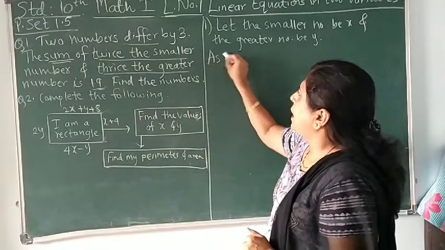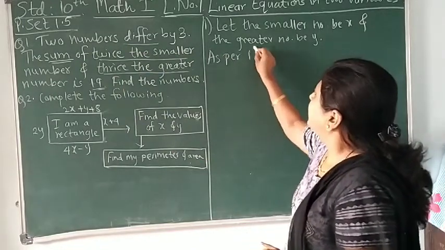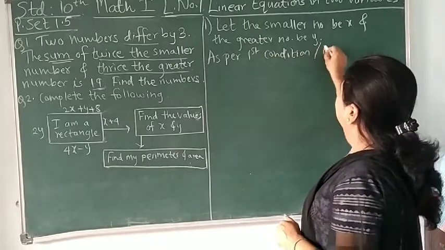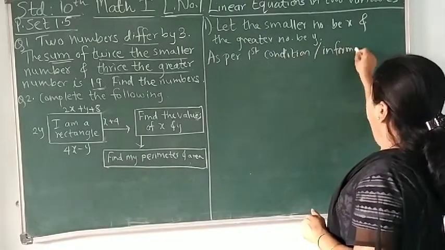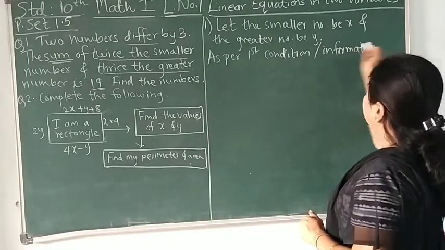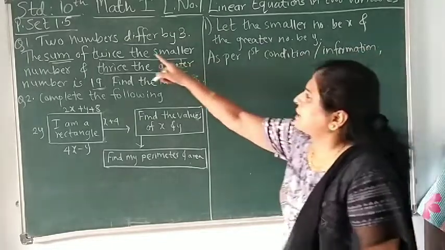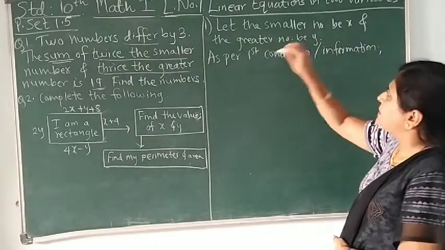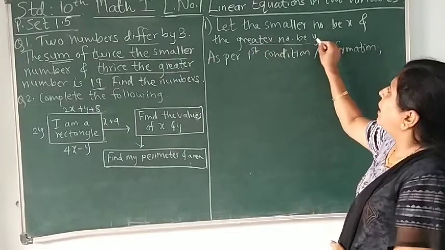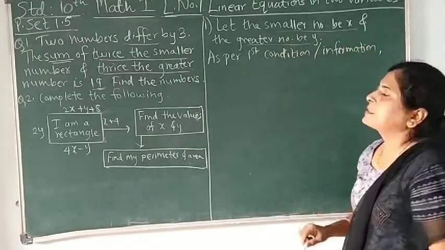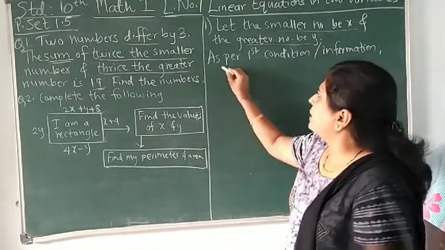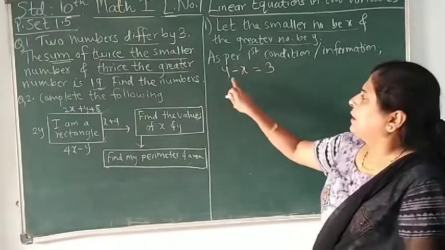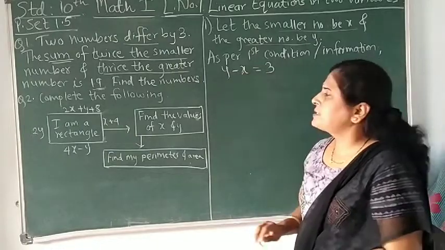For this, let's use the first information. We can write as per the first condition, or alternatively the word information, either word we can write. What is the first condition or information? These two numbers differ by 3. Now, two numbers differ by 3 means the greater number y and the smaller number x, their difference is 3. So we should take y minus x is equal to 3. Greater number minus smaller number is 3.